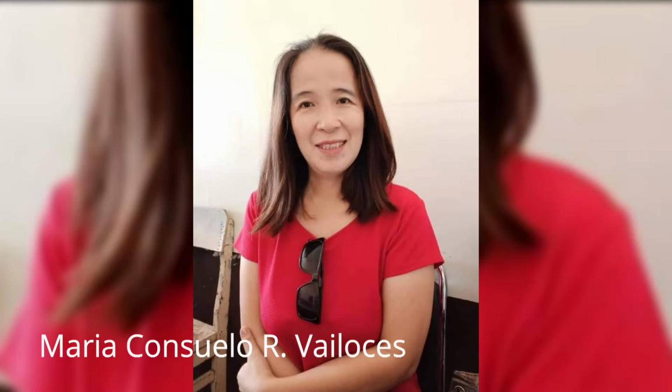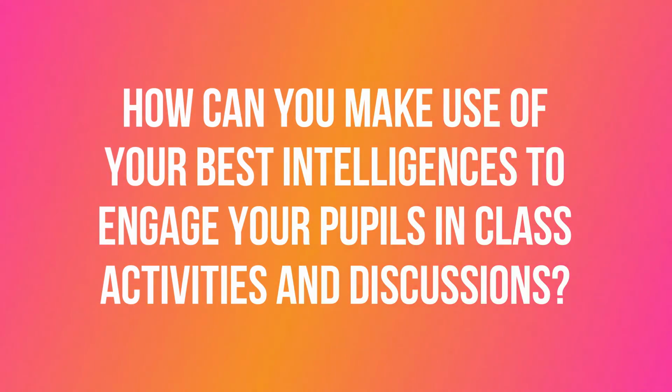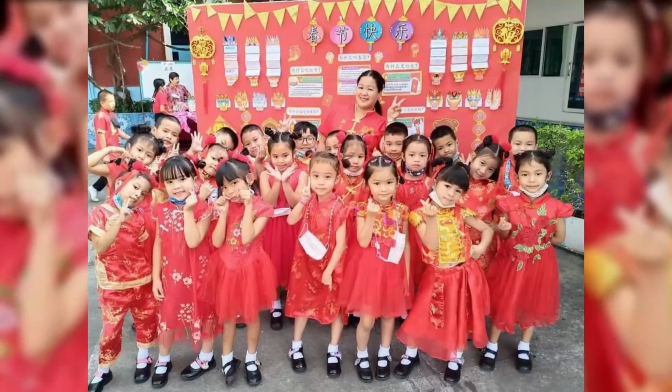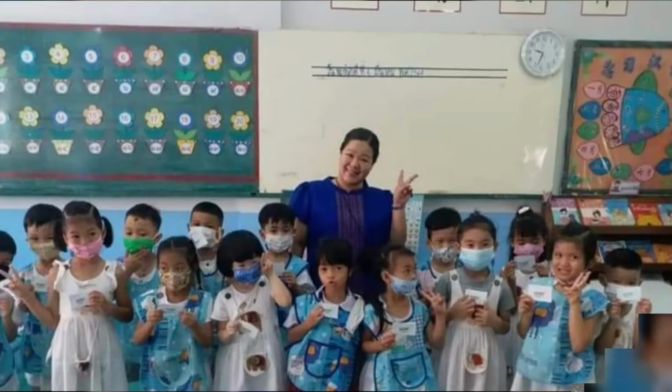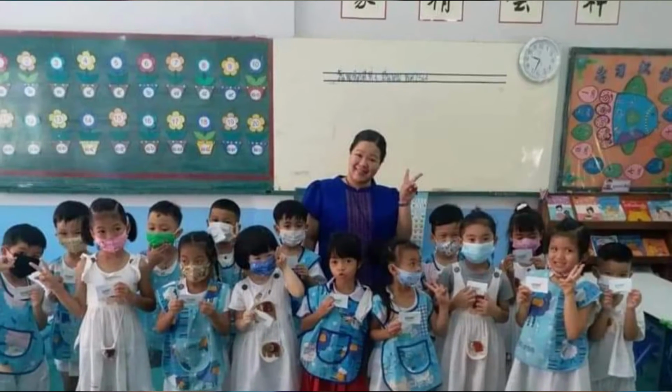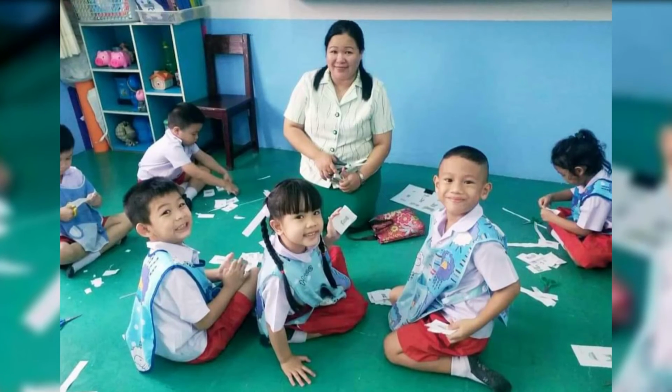For question number 1, I am a combination of verbal linguistic, logical but not mathematical, interpersonal and intrapersonal intelligences. How can you make use of your best intelligence to engage your pupils in class activities and discussions? I can use my interpersonal intelligence to represent the learning insights I gained from Childhood 201 by sharing and incorporating all the lessons I learned into my classroom.